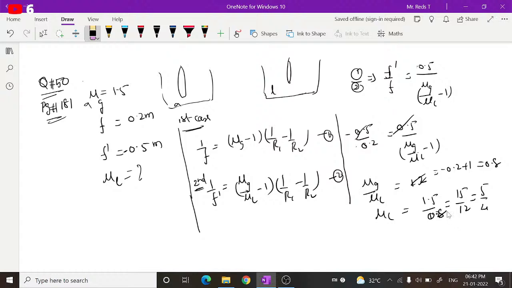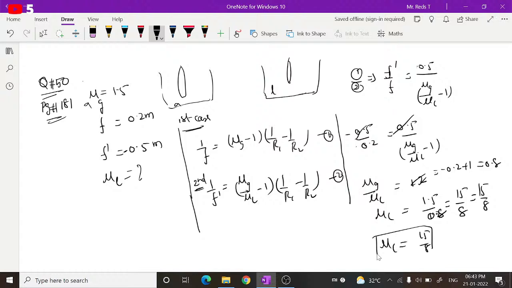A small correction here: it should be 15 by 8. Sorry, 15 by 8, not 18. So mu L, the refractive index of the liquid, is 15 by 8.